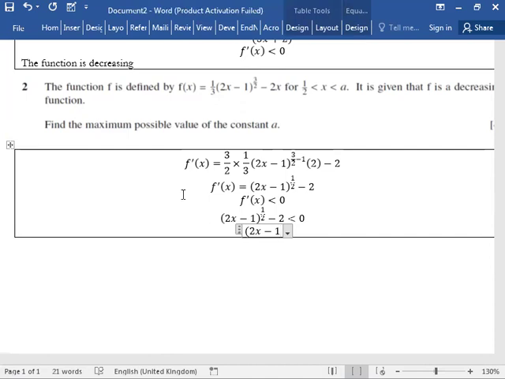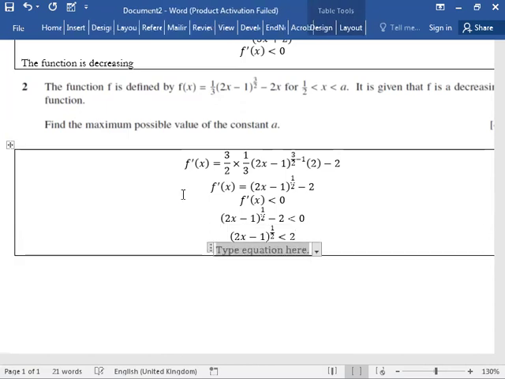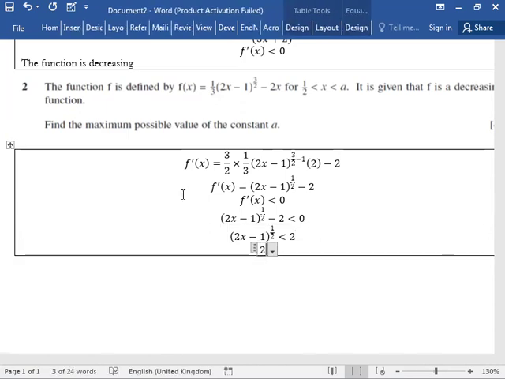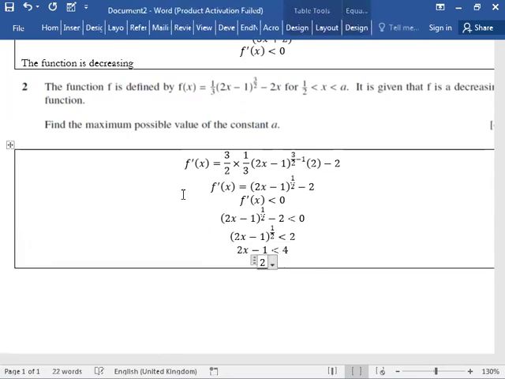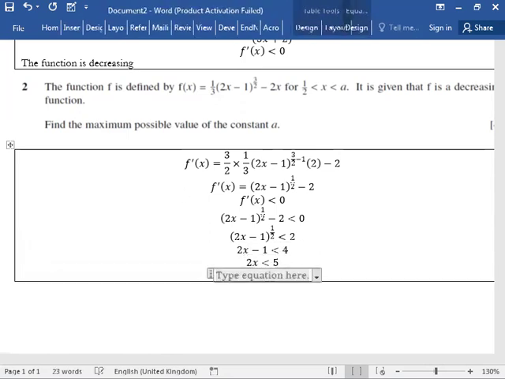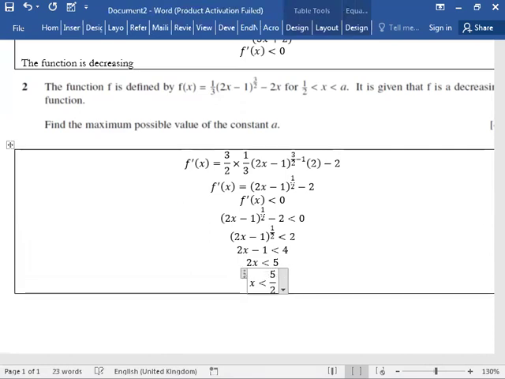Because the question is telling us that it is a decreasing function, half is less than 2. Can I square both sides now? So 2x minus 1 is less than 4, 2x is less than 5, x is less than 5/2. So x has to be less than 5/2.